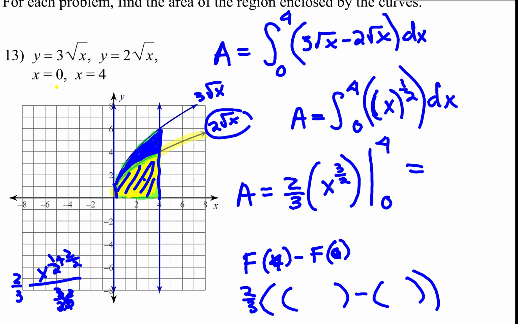All right, so when we substitute a 4 there, the denominator is the radical, so the square root of 4 is 2, and 2 cubed is 8. When we plug a 0 in there, 0 to a fractional exponent is still 0. So 8 subtract 0 is 8. And now we just have 2/3 times 8, which is 16/3 units squared, since we're talking about area. All right, I'm going to pause this, and we're going to do one more of these.